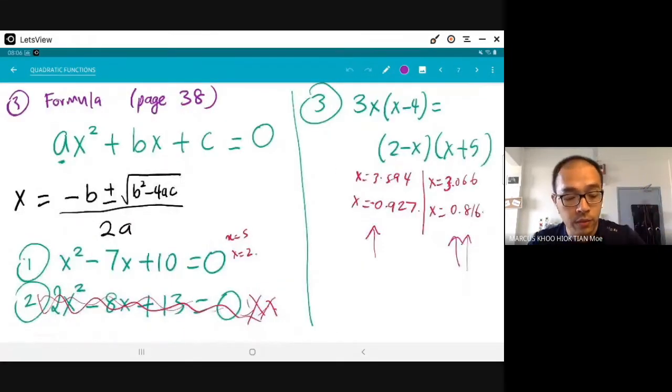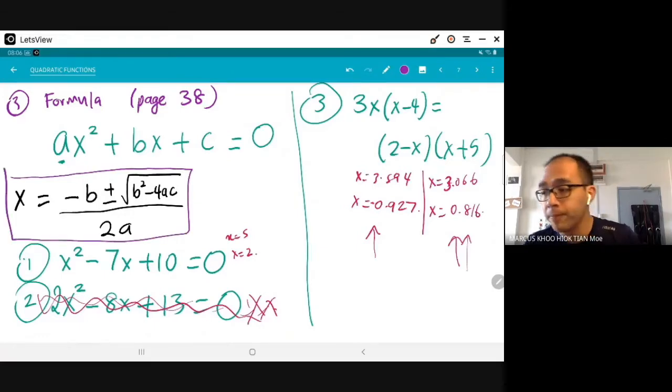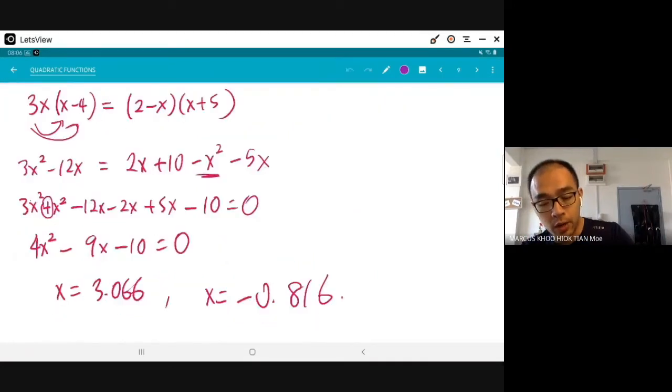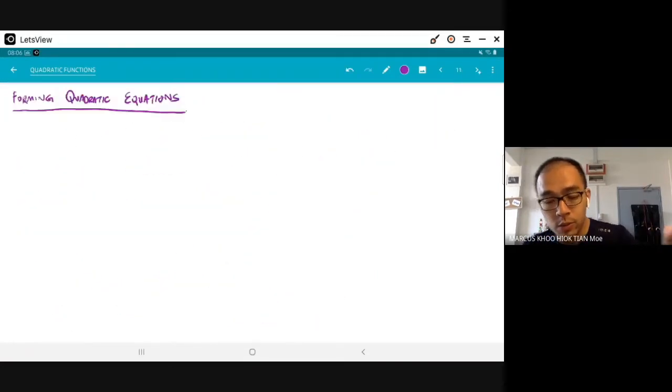Now, this formula will actually become very important tomorrow, maybe for tomorrow's class. So please don't forget the formula. Alright, so today what we want to do is learn how to form a quadratic equation.